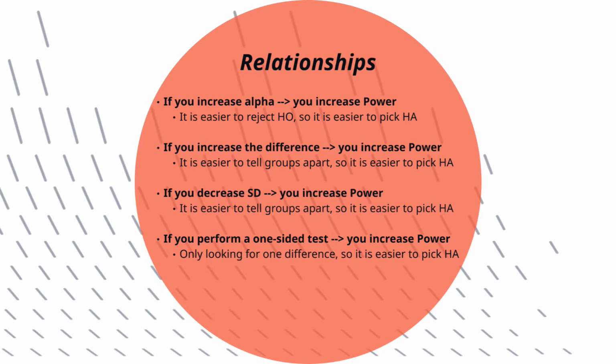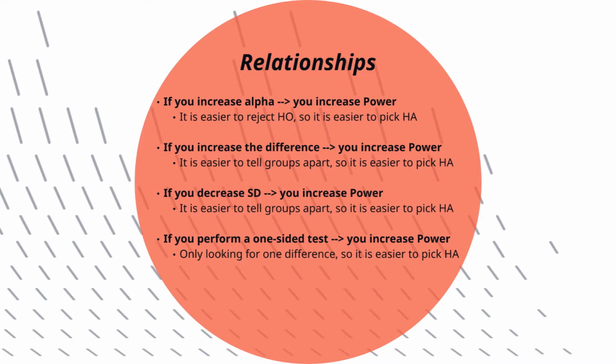If you increase the difference you're willing to detect, you will also increase power. It's easier to tell the groups apart if you are willing to accept a larger difference. It is much easier to say 10 pounds of weight loss is different between 2 groups than 1 pound of weight loss. So the larger the difference, the easier it is for me to end up in the alternative. If the alternative is true, that increases my power.